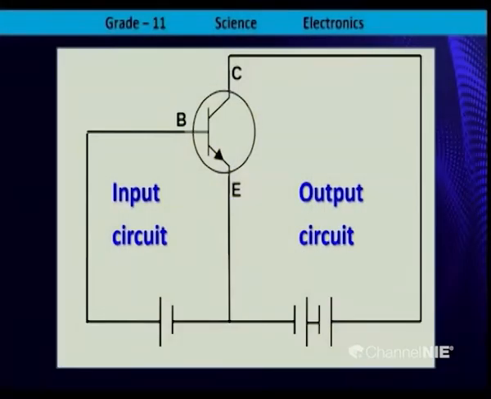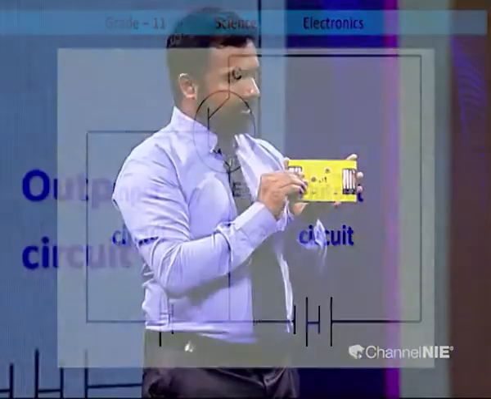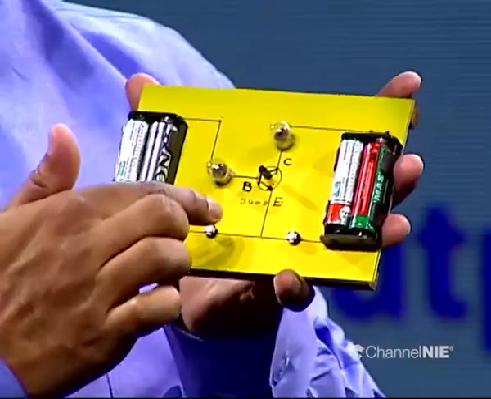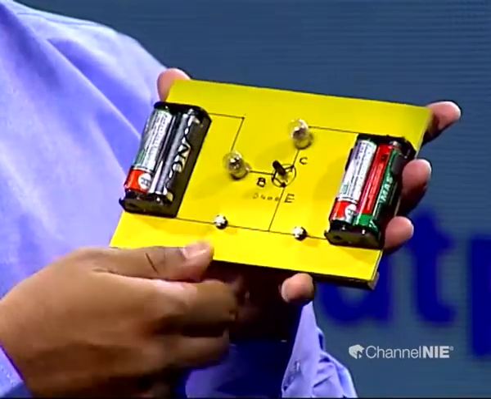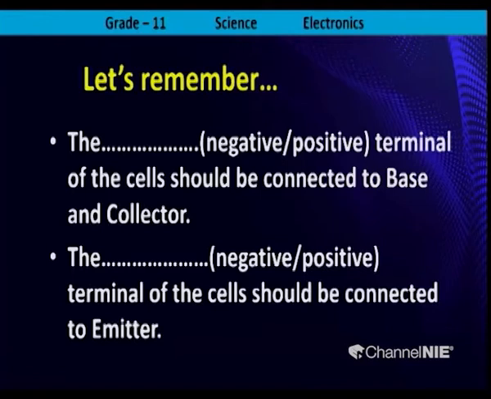Right. Now, here, as you can see, this is the input circuit of the transistor. This is the output circuit of the transistor. Before moving to the next part, I am going to ask you some questions to remember the things that you learned so far. Let's remember, they are simple questions.